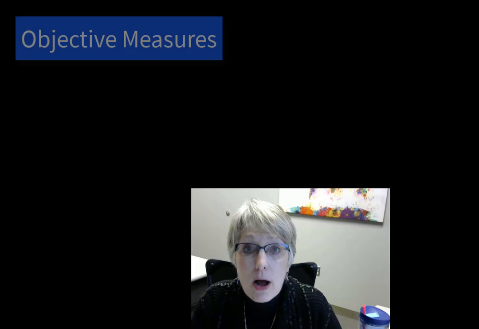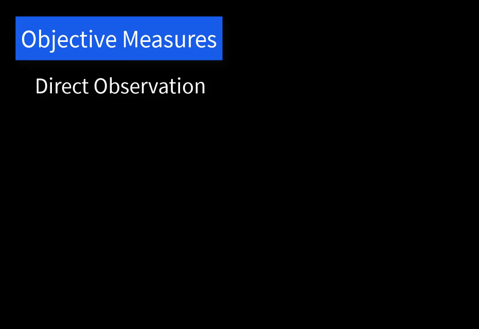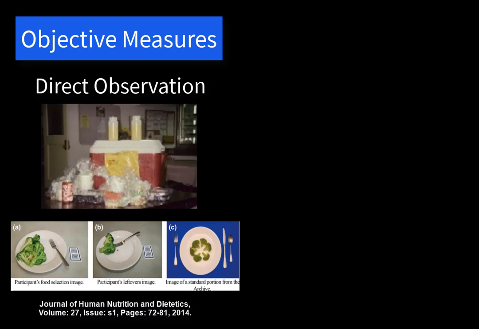So let's review some of the methods and tools used for measuring dietary intake. There are objective measures, and these are where we have direct observation of what is being consumed. For example, you can provide specific foods, or you can take a photograph or a recording of dietary intake. These are great methods to know exactly what was eaten, and it works well in very tightly monitored research environments.